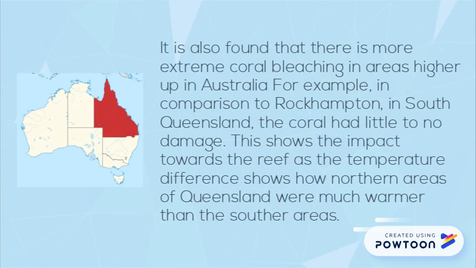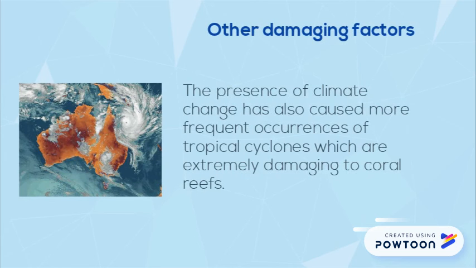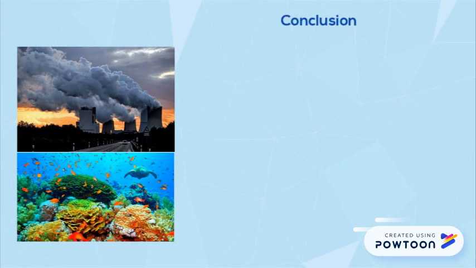It is also found that there is more extreme coral bleaching in areas higher in Australia. For example, in comparison to Rockhampton, located down south in Queensland, the coral had little to no damage. This shows an impact towards the reef, as the temperature difference shows how northern areas of Queensland were much warmer than the southern area. The presence of climate change has also caused more frequent occurrences of tropical cyclones, which are extremely damaging to coral reefs.